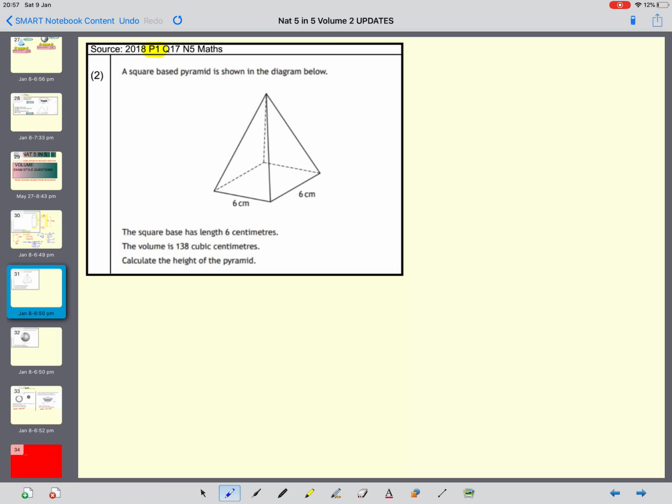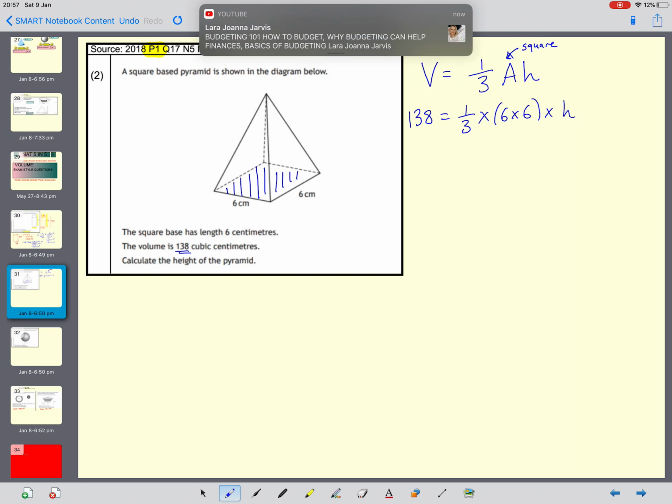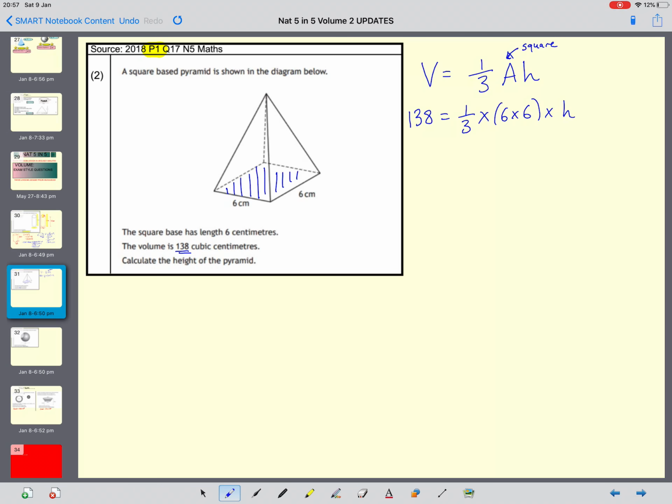So let's just write the formula first of all. The volume of a pyramid, which you're given in the exam, is a third times the area of the base times the vertical height. Now the base is a square, so let's plug in everything we know. We know the volume is 138. So 138 equals a third multiplied by 6 multiplied by 6, because it is in fact a square at the bottom, multiplied by the height, which we don't know. That is what we want to work out.